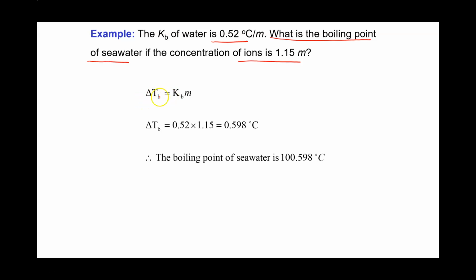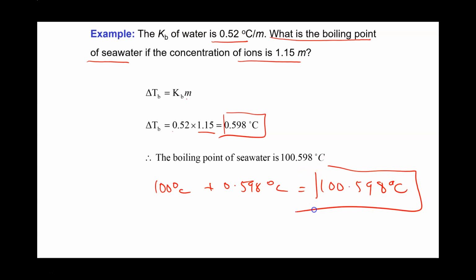So delta TB, the change in the boiling point, is equal to the boiling point elevation constant of water multiplied by the molality. So this is going to be pretty simple to do. The change in boiling point will be 0.52 times 1.15. So the boiling point will be 0.598 degrees C higher than pure water. Pure water has a boiling point of 100 degrees Celsius, and then we get our little bit of elevation because of the ions that are present, and so the boiling point would be 100.598 degrees Celsius. So seawater doesn't boil that much hotter than regular water with no ions dissolved in it.